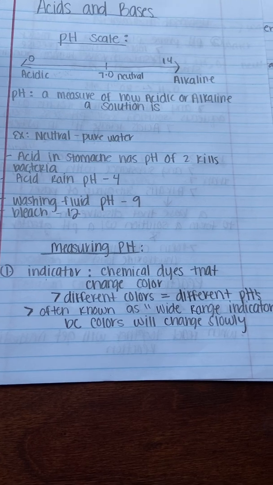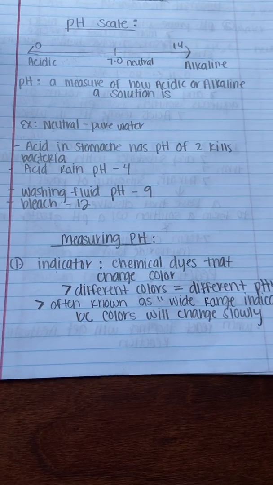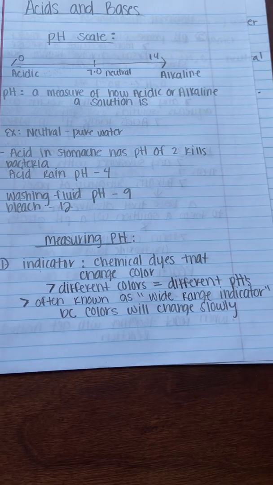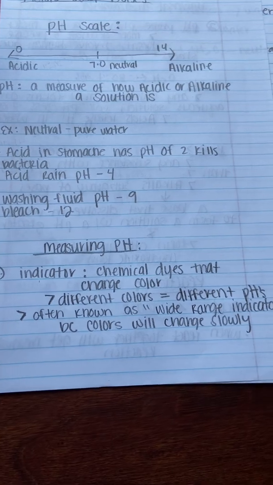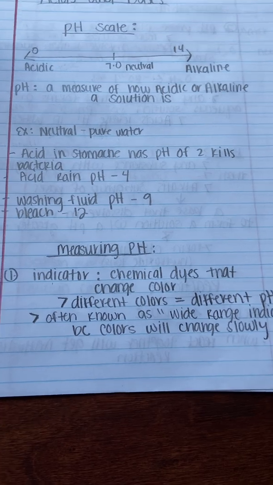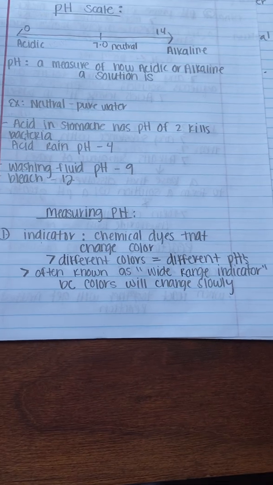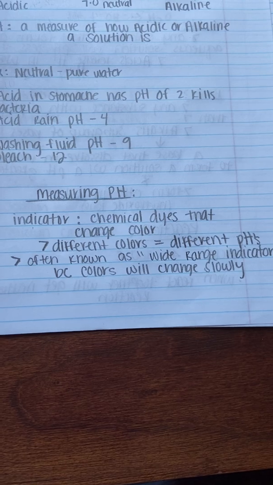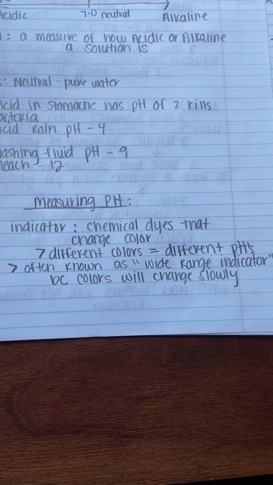There are a couple of different ways to measure pH. The first is an indicator, which uses chemical dyes that change color. Different colors correspond to different pHs. If it's one color, that's its pH, and if it's another color, such as yellow, it's a different pH. These are often known as wide range indicators, because when you're measuring pH, you see it slowly change from one color to a different color. That's why it's known that.